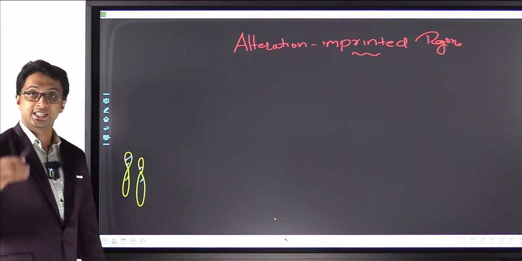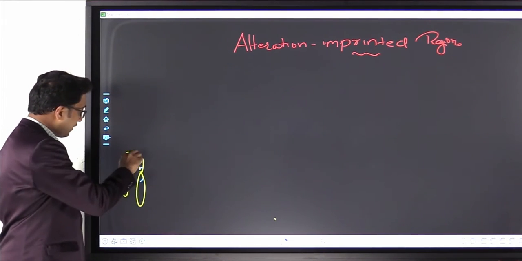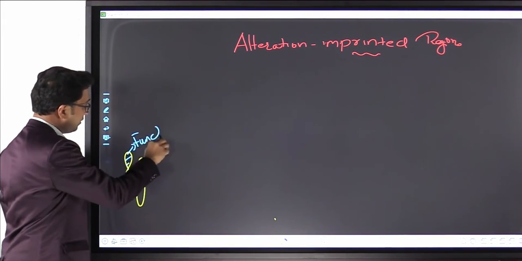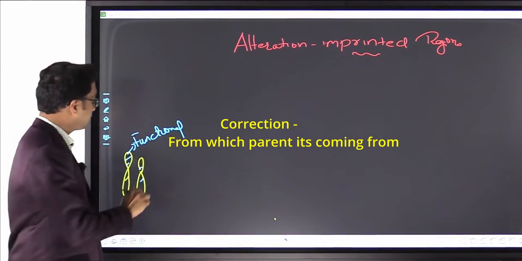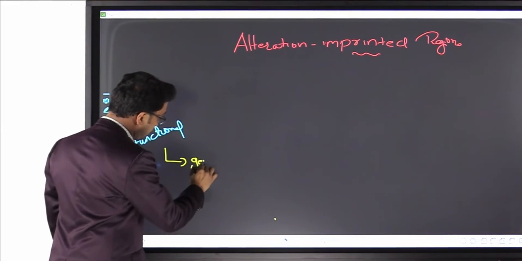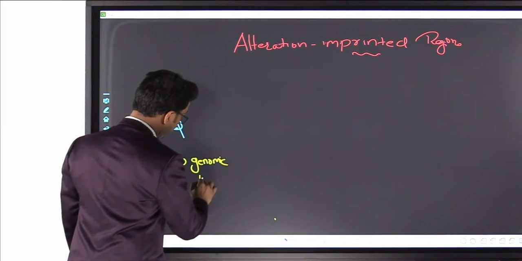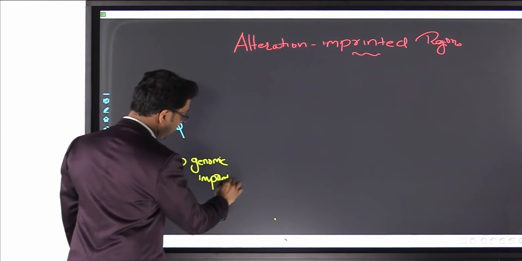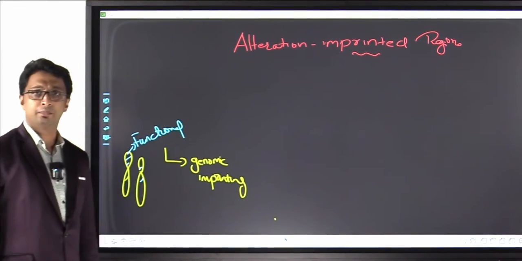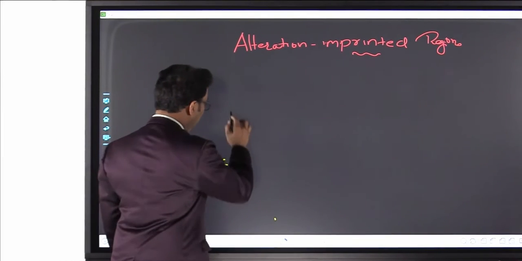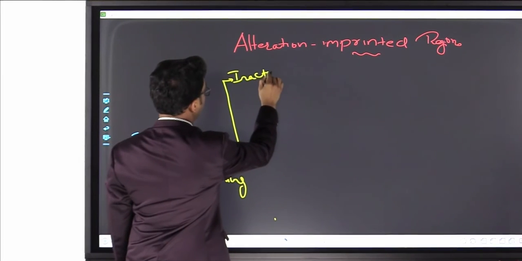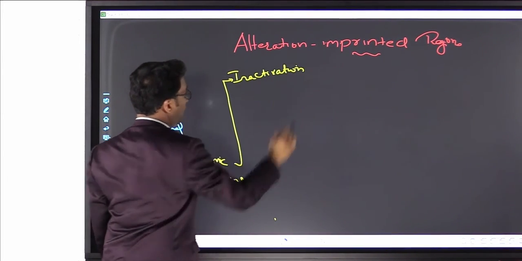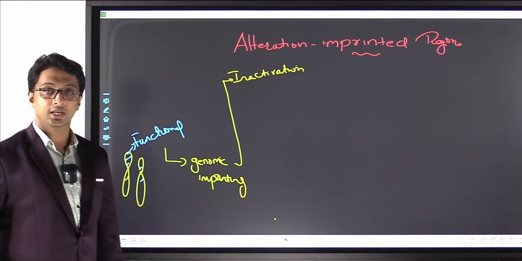But now it is understood that certain chromosomes, not all, have some functional differences, depending upon which parent it is coming from. And this functional difference is due to a process called genomic imprinting. Now, what is genomic imprinting? That is silencing or inactivation of certain genes in certain chromosomes due to an epigenetic process.